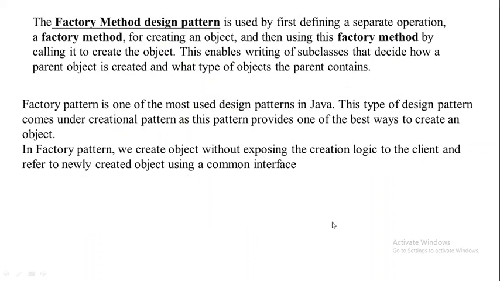The factory method, you know various methods are there, you consider factory method. The factory method design pattern is used by first defining a separate operation named factory method for creating an object, and then using this factory method by calling it to create an object. It enables writing of subclasses that decide how the parent object is created and what type of objects the parent contains, and how the sub object is created based upon the interface.